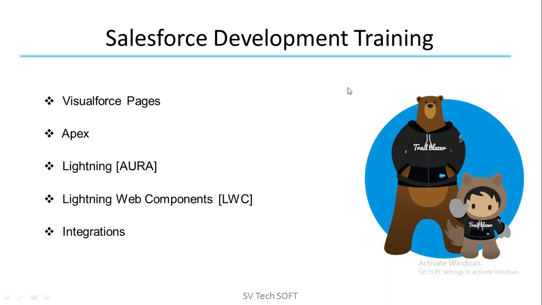See what concepts we will teach in this training, I have mentioned here. We will cover a total of 5 different modules from development. First we will start with Visual Force pages. Salesforce is broadly classified into 2 different categories: one is the classic version, another is the lightning version. The classic is the older version, the lightning is the newer version.